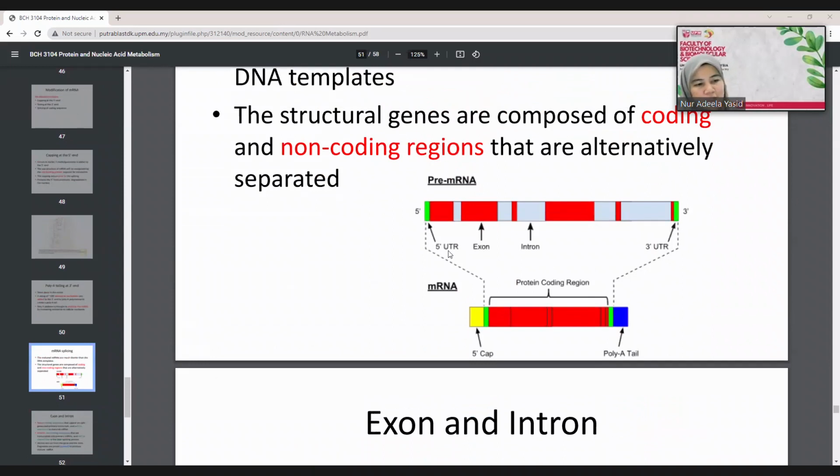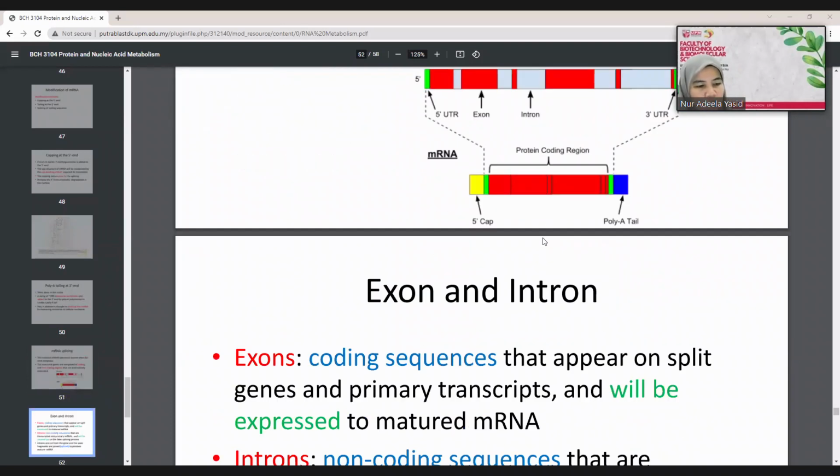Basically, this is the structure of the pre-mRNA, what the sequence of the pre-mRNA looks like. For the pre-mRNA we have exons and we have introns, so you can see we have a sequence that is a combination of exon and intron in the pre-mRNA before it is processed. So what are exons and introns?